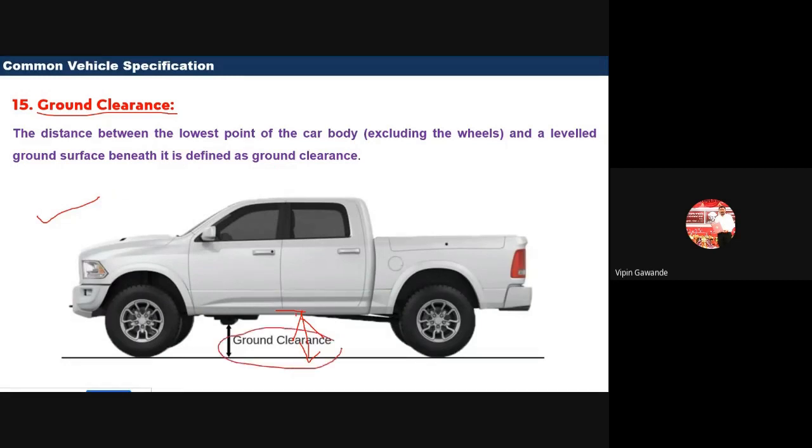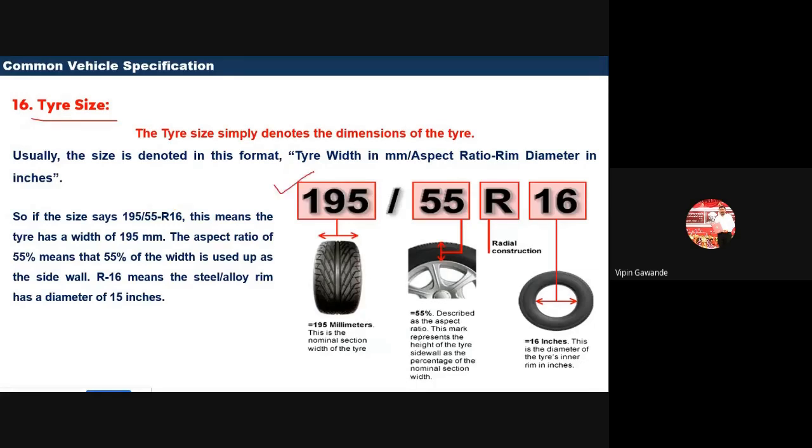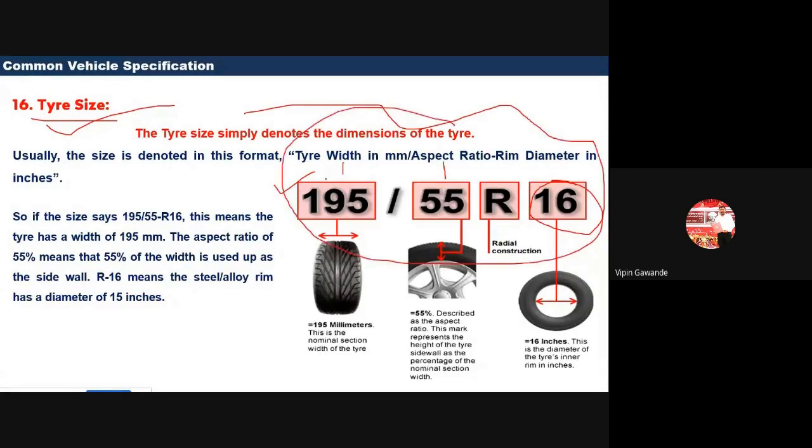Tire size is denoted by a specification like 195/55 R16, where 195 denotes the tire width and 55 denotes the aspect ratio. R is for rim, and 16 denotes the diameter of the rim. This specification is very important. Definitely a question will come on it in the examination.